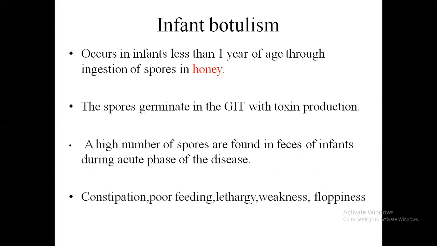In infants also, botulism toxicity can be seen, especially when less than 1 year of age. You can see that it can be there in honey, spores in the honey. Honey is especially used for children's food processing. So we should be very, very careful, because the spores in the honey can germinate in the GI tract with toxin production, and in infants it can be very dangerous. In the acute phase of the disease, constipation, poor feeding, lethargy, weakness, and floppiness can occur.